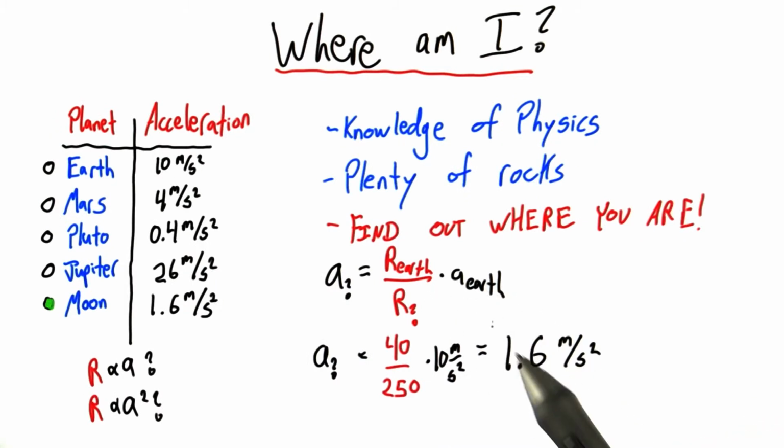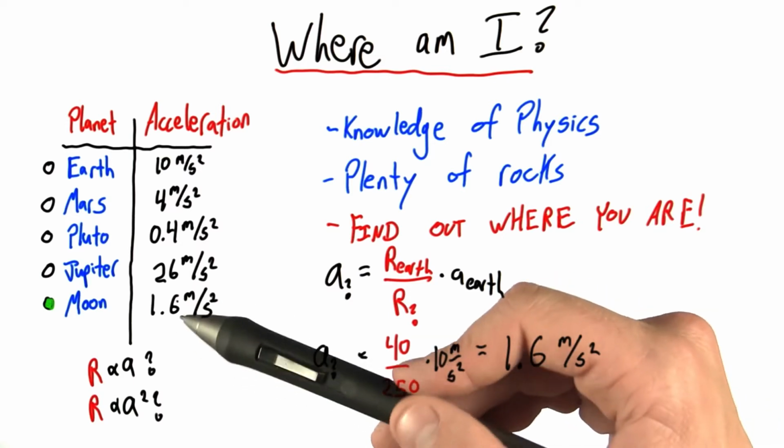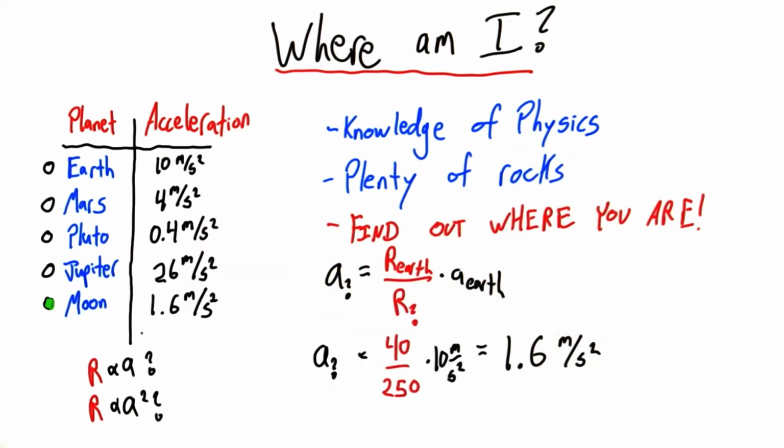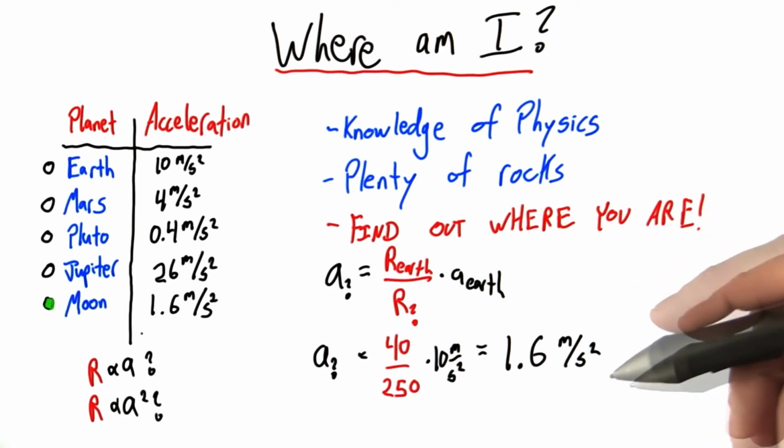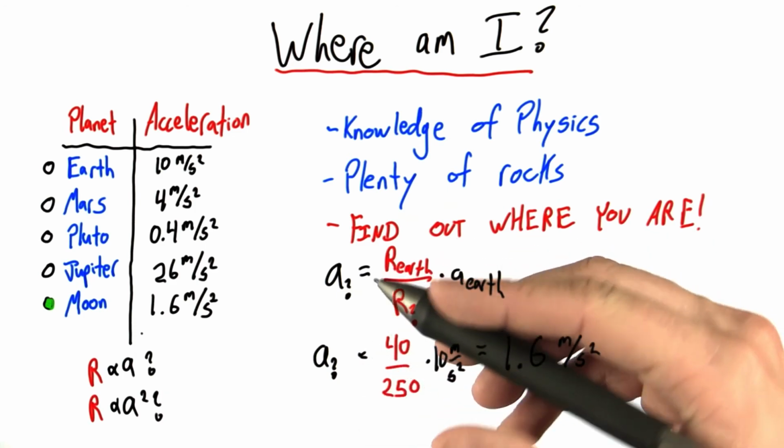When I fill in what we know, I find that the acceleration on our unknown planet must be 1.6 meters per second squared, which is exactly the acceleration on the moon, and we've figured out where we are. Amazing work. There are other ways to solve this, equally valid, but this is one tool that you should try to familiarize yourself with.